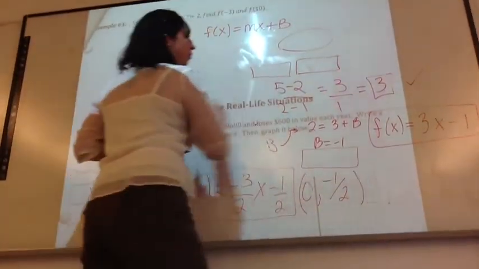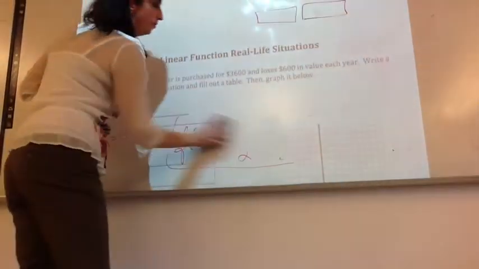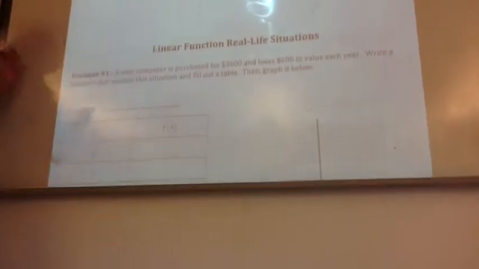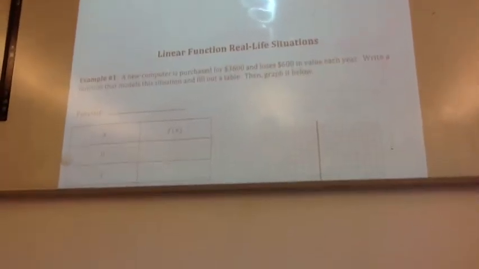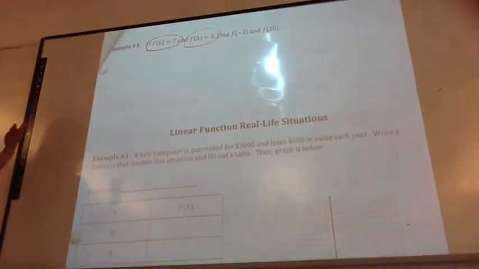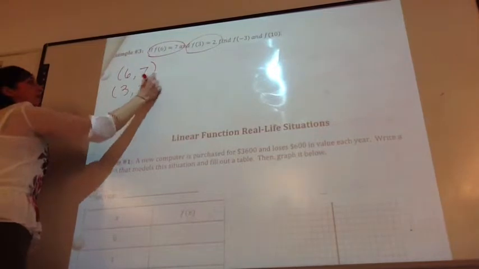Did they give you the slope? Are they giving you the slope in number 3? No. No. What are they giving you? Y. Coordinates. Coordinates. Go ahead. Let's get this done now. We've got 2 different input and output scenarios. Pull them apart. 6, 7, 3, 2.